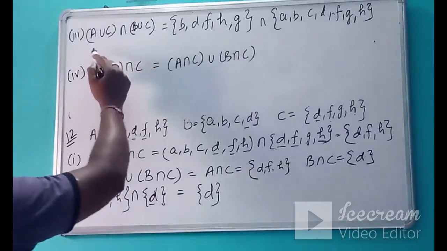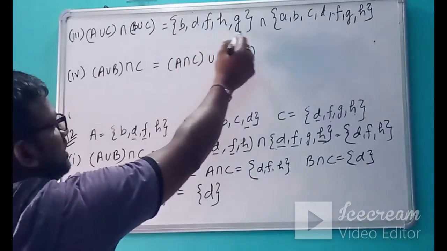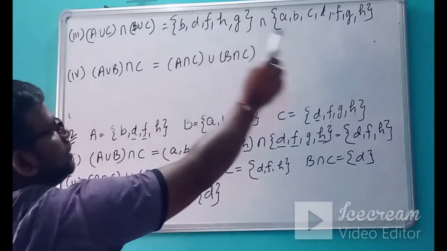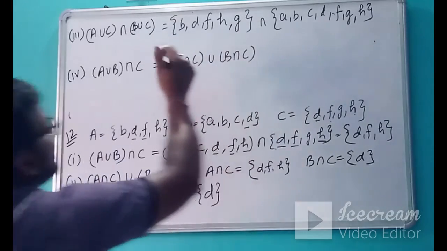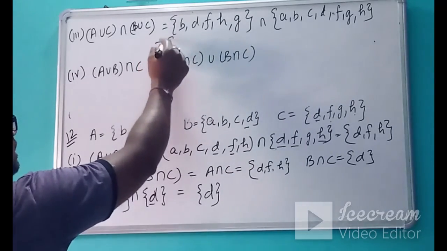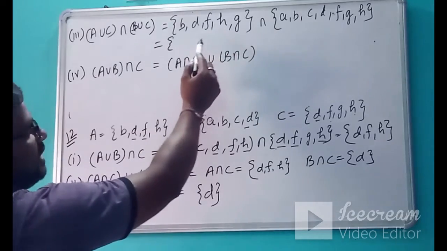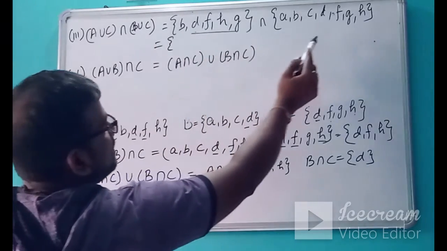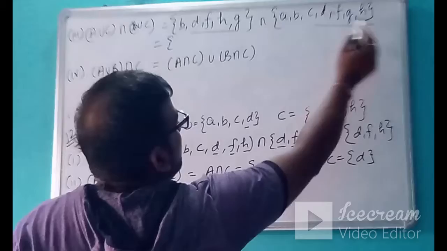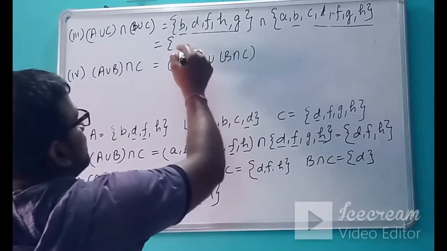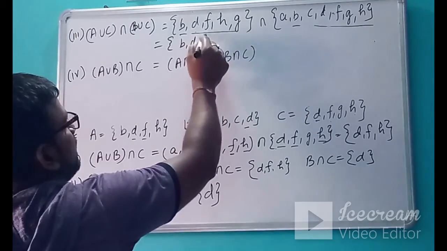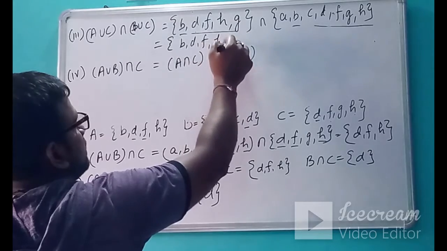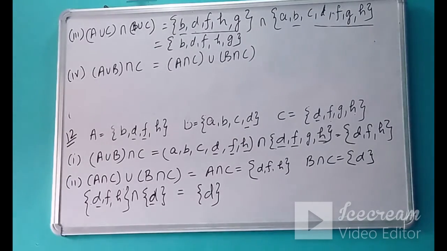Okay, so A union C will be B, D, F, H, G, and B union C is A, B, C, D, F, G, H. So what will be their intersection? Again the common elements, that is D, F, H, G and B. So the answer will be B, D, F, H, G. Okay, so this will be the operation of this set.